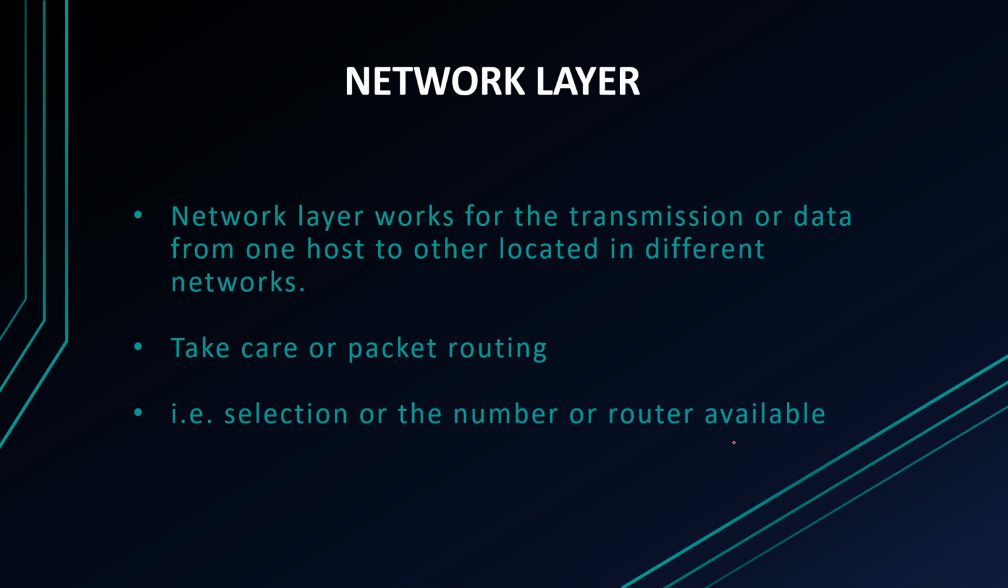From the network layer onward, these are the hardware layers and the layers below. There is one device used here, called the router. So what is the main work of a router? It finds the congestion-free path for transferring data smoothly and quickly. In this layer, it takes care of packets and routing, the selection of routes, and finding the congestion-free path.